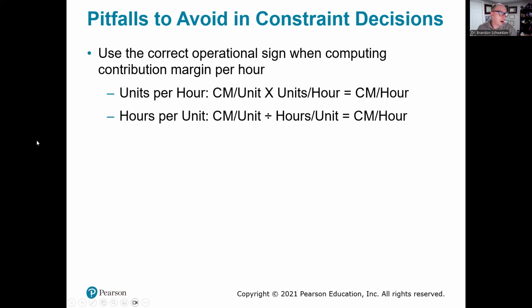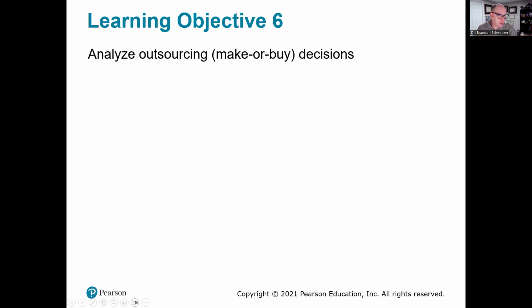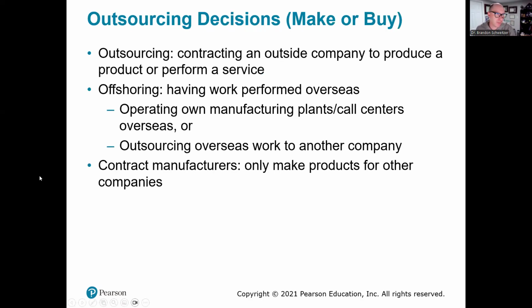Okay. The next decision that management needs to make is, do we make it ourselves or do we outsource the product? We call this the make or buy decision. Outsourcing is when we contract with another company outside to produce or perform the service. So Peloton can contract with another company to produce and sell their treadmills, right? That's a form of outsourcing.